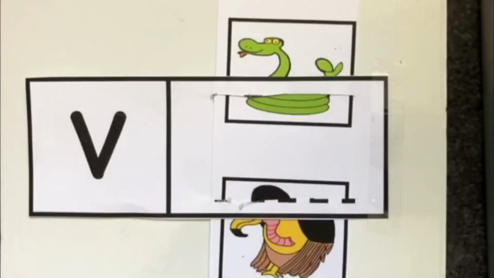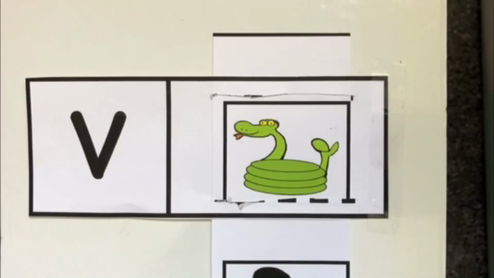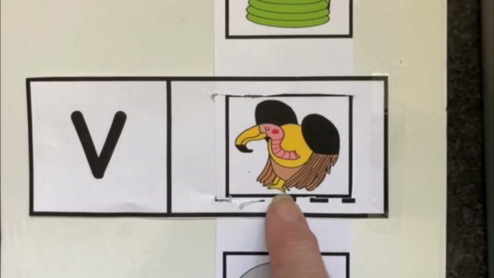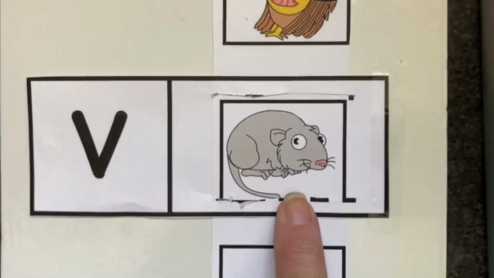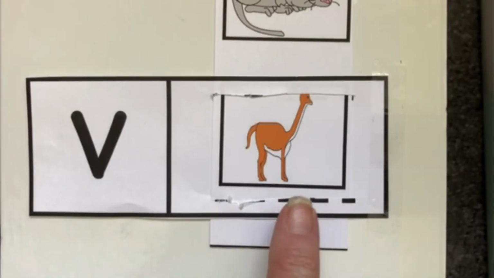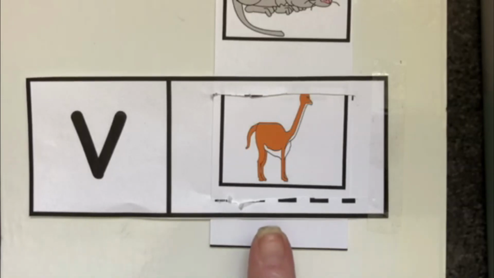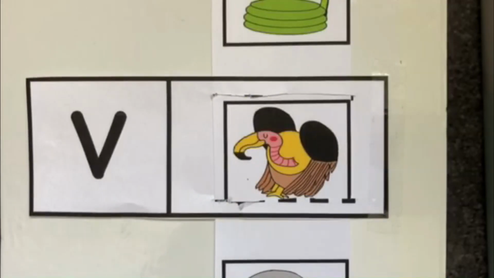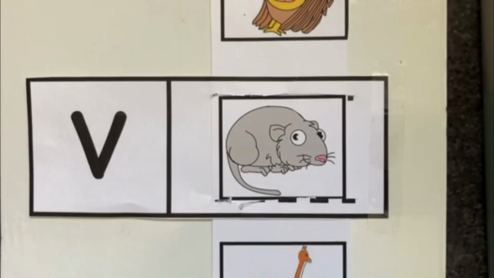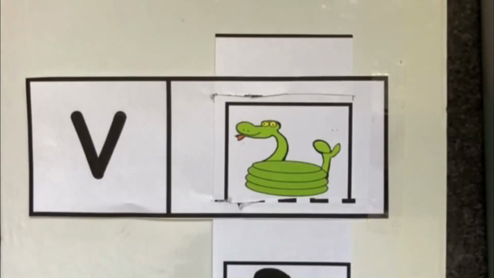Have your child slide it up and down and say what V is for, and help them when they need help. V is for viper. V is for vulture. V is for vole. And V is for vicuña. Then say, show me the vulture. So they can slide it here. Show me the vole. Show me the viper. And that's how we do the letter picture slide.